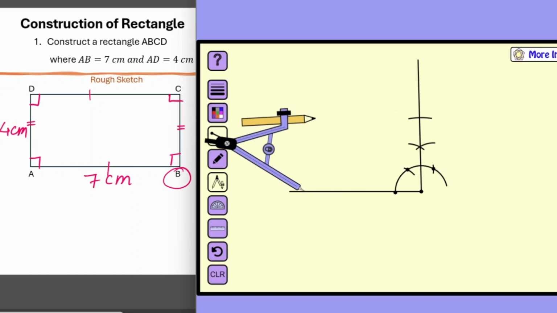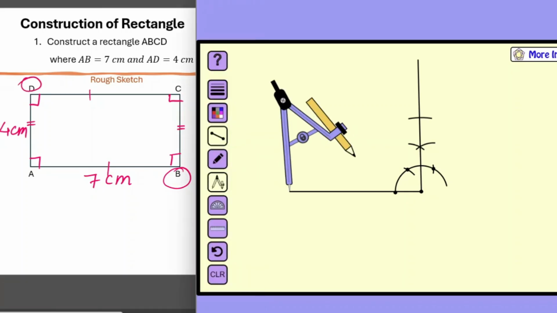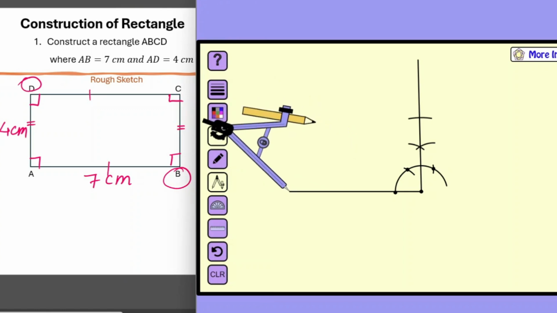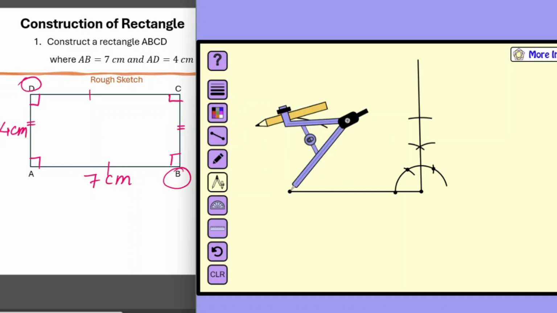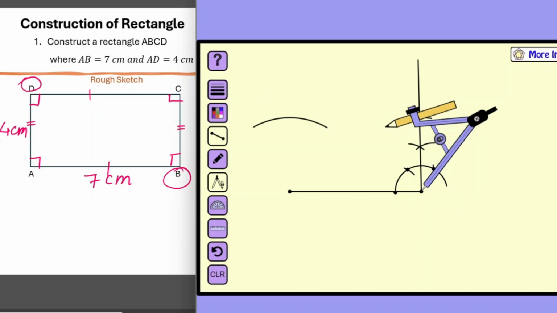Not only point C is 4 centimeter away, but also point D is 4 centimeter away from A. So I'll put my compass in the region of A and make an arc in the direction of D. See? Now I need to have point D at this region.